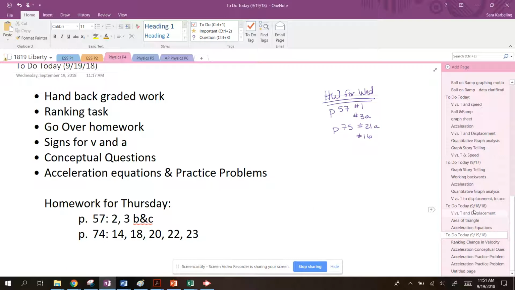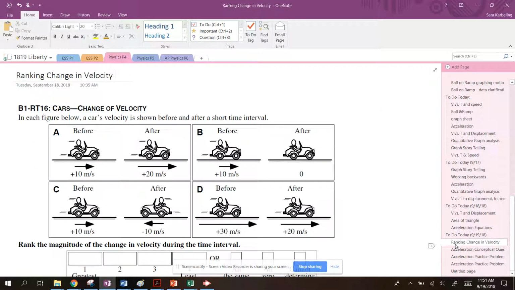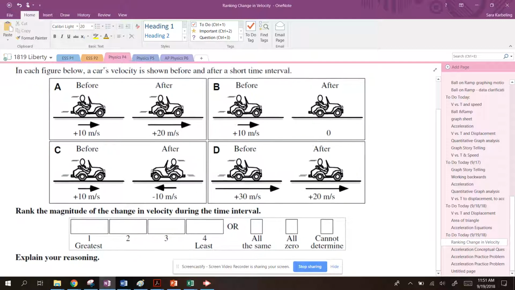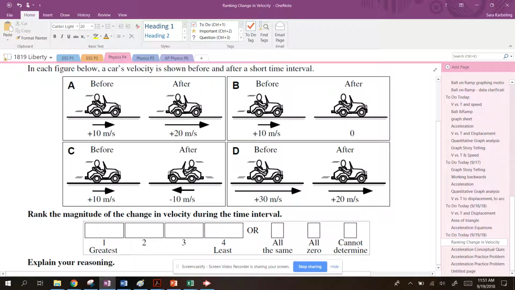So just to get our heads in this physics game real quick, I've got a cute little ranking test. Sorry, you can't see it because it's frozen. Oh, they're so cute, these little cars. They're driving. In each figure below you've got cars' velocity shown before and after some time interval. It's the same time interval, but that doesn't really matter in this case. The task that I want you to do is to rank the magnitude of the change in velocity during the time interval.